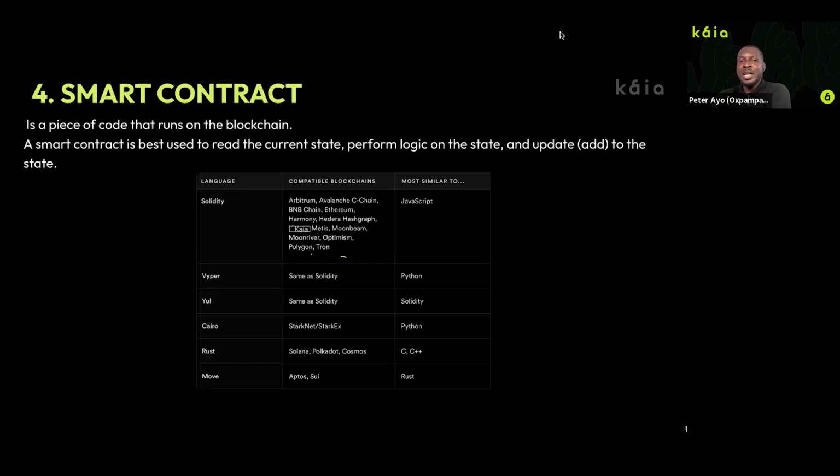And so we have other programming languages that are used for smart contracts. We have Viper, we have Yul, we have Cairo, which is used on the Starknet ecosystem. We have Rust, which is used on Solana, Polkadot, and Cosmos. We have Move, which is used on Aptos and Sui. So these are quite a number of various smart contract programming languages. But for the purpose of this bootcamp, because Kaia is EVM compatible, we're going to be focusing on writing Solidity.